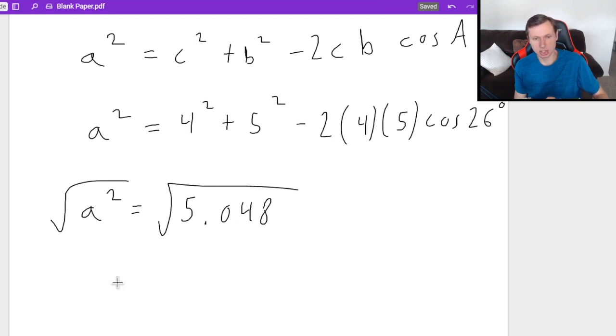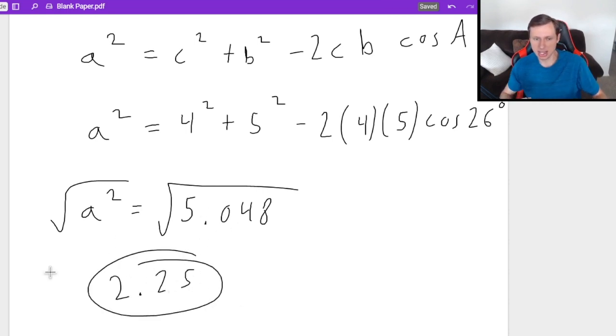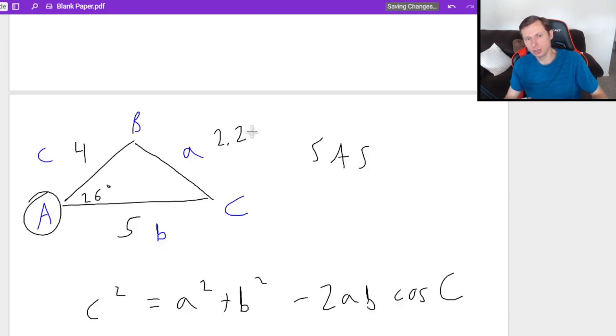And the answer is 2.25. There we go. There's my side A. So that's 2.25. As you can see here, I'm still missing two angles. I'm missing angle C and angle B. And you can use, at this point, either law of cosines or law of sines to solve it. And let me show you why you can use law of sines and why it's definitely the easier one.